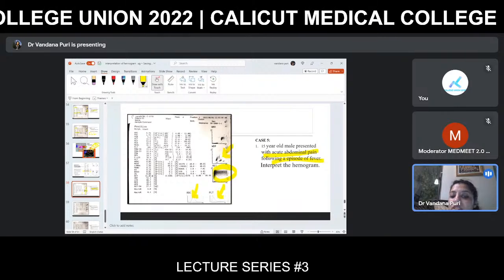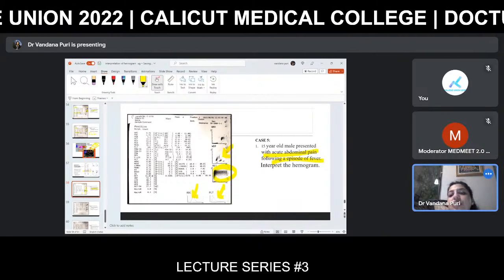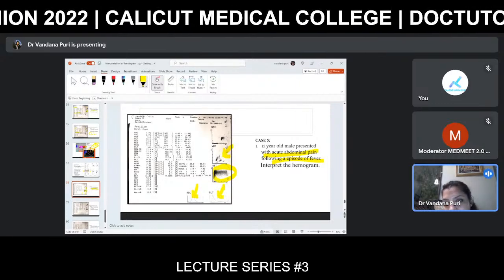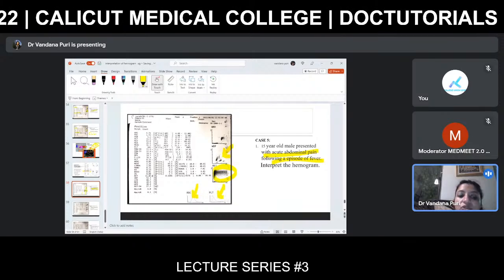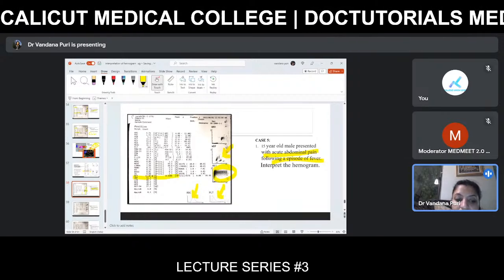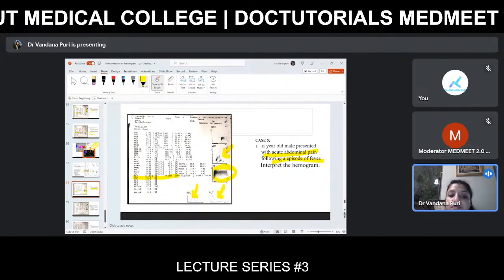So reticulocytes are actually completely distributed. So there's a lot of production from the bone marrow because your immature reticulocytes are also getting increased. That is high fluorescence also and mid fluorescence also is increased. So look at the reticulocyte count. It's very, very high. So probably this is a case of hemolytic anemia. This is probably a case of hemolytic anemia.